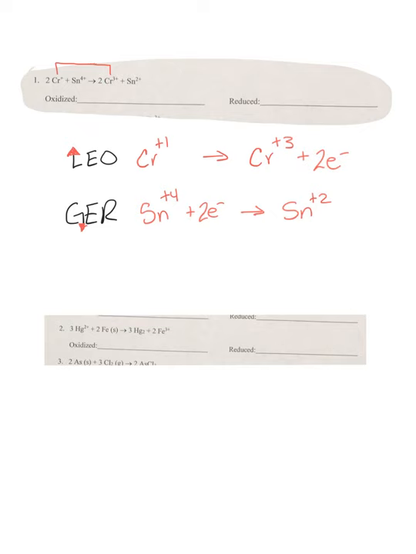Now, the question is asking what is being oxidized and what is being reduced. The chromium +1 is being oxidized and turning into chromium +3. The tin with the +4 charge is being reduced, going from +4 to +2. Remember, always pick from the reactant side of your equation, which means the left side of the arrow, when they're asking what's being oxidized and what's being reduced.